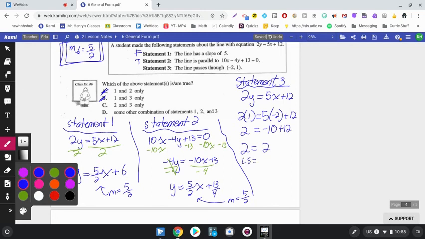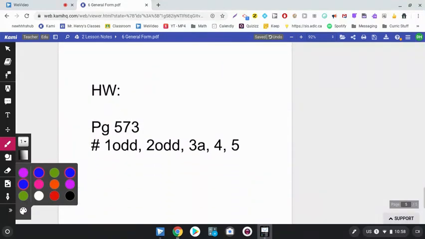My left side is equal to my right side. So that's true. That point satisfies the equation. An x value of negative 2 gives me a y value of 1. That is true. So my answer is C. Okay. So statement 3, maybe not something we do a whole lot of, but 1 and 2 are some good stuff.